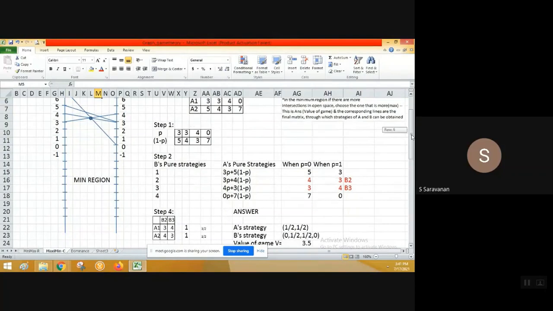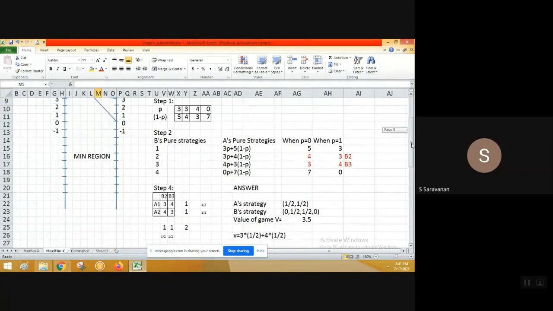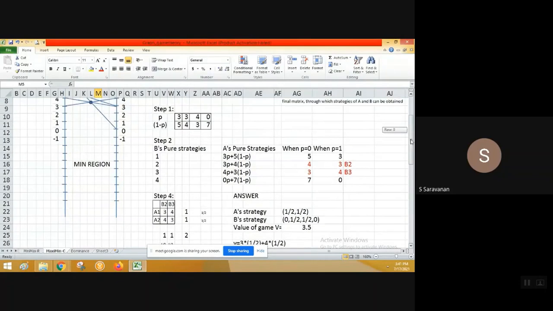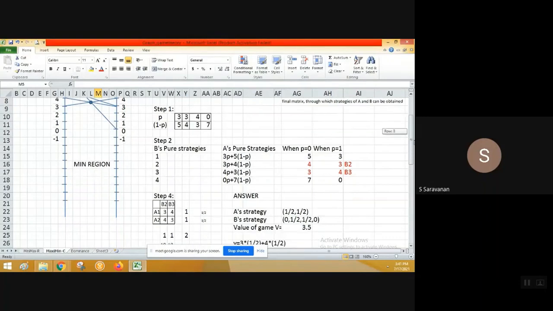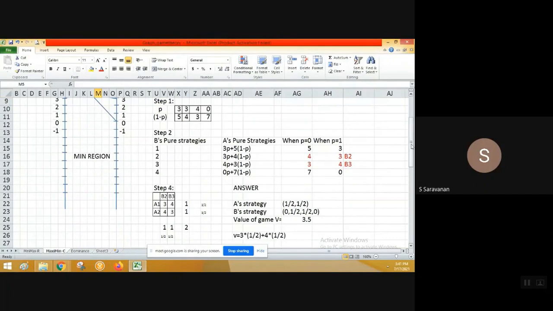Okay. So I have taken A1, A2, B2, B3. If you want, you can try. Instead of B2, B3, you can take B2, B4, or you can take B3, B4. Anyway, you will get the answer same. The answer will be 3.4. The value of game will be 3.4. So this is a multiple solution problem. Okay, so there is no confusion.